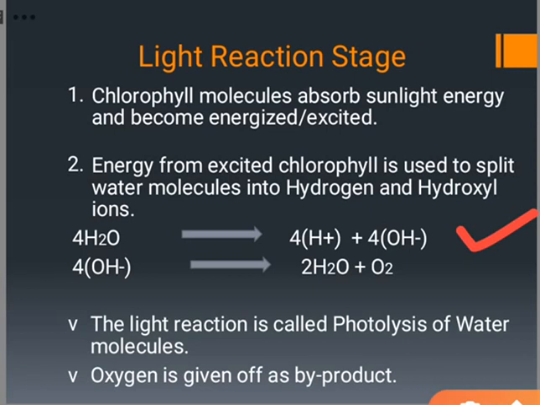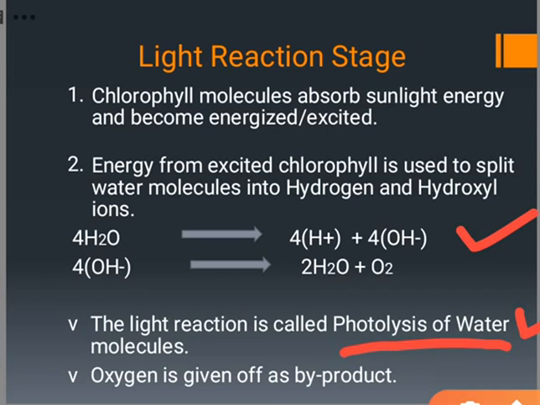Now, as you have seen, because this light reaction stage involves splitting of water molecules, the light reaction stage is called photolysis of water. We call it photolysis of water. So don't forget that term. The light reaction stage of photosynthesis is also referred to as photolysis of water. Why? Because it involves splitting of water molecules.